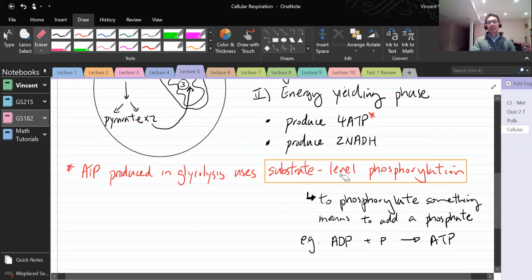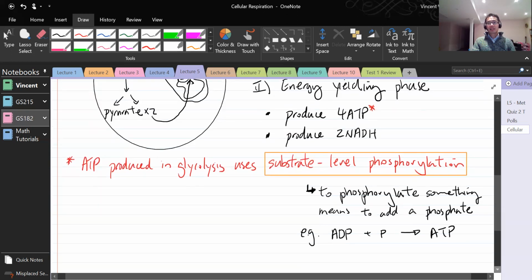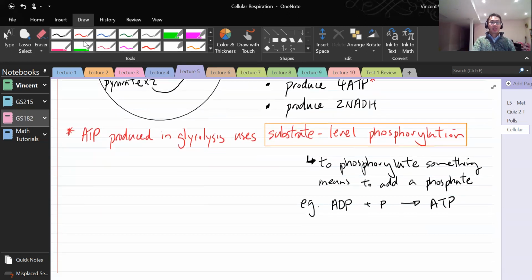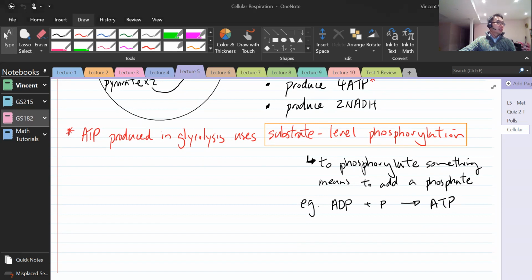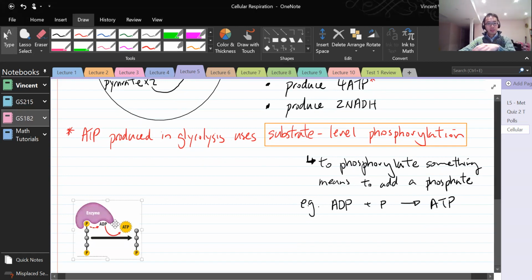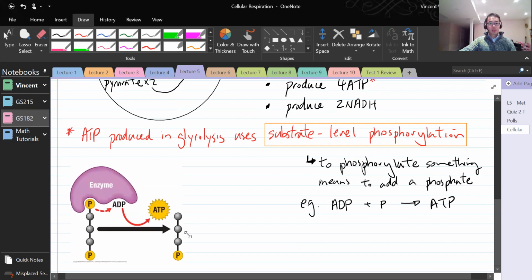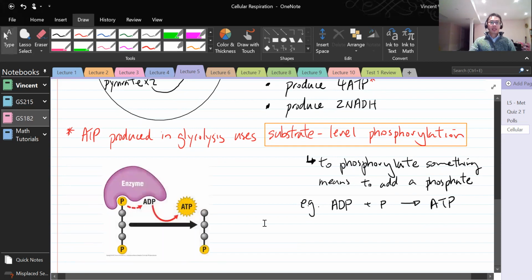So I'm telling you, in glycolysis, the ATP are produced through substrate level phosphorylation. What does that even mean, right? You know what, I'm just going to grab the picture from the lecture notes, because if I draw it, it's going to look too ugly. There we go. Okay, so substrate level phosphorylation involves an enzyme that facilitates the catalyzed reaction.